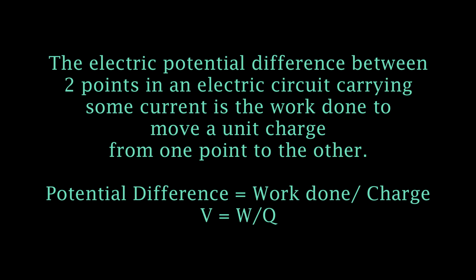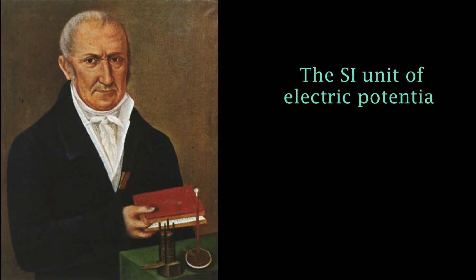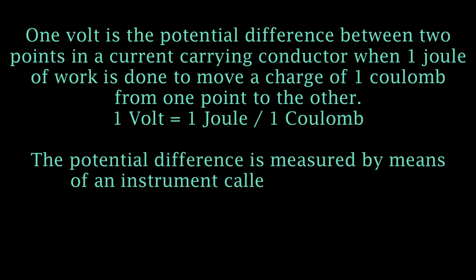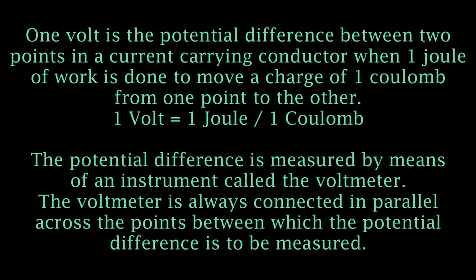So the formula is potential difference denoted by the letter V is equal to work done, that is W, divided by charge, that is Q. So V is equal to W divided by Q. The SI unit of electric potential difference is volt, denoted by capital V. It is named after Alessandro Volta, an Italian physicist, and 1 volt is the potential difference between 2 points in a current carrying conductor when 1 joule of work is done to move a charge of 1 coulomb from one point to the other. That is, 1 volt is equal to 1 joule divided by 1 coulomb.